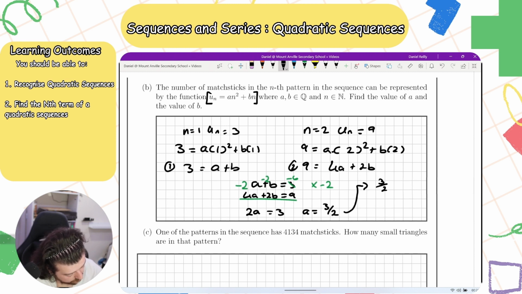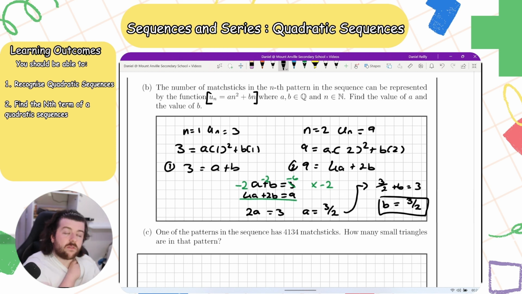Sub it in. 3 over 2 plus b is equal to 3. So 1.5 plus b is equal to 3. So b is going to be equal to 1.5, 3 over 2 as well.